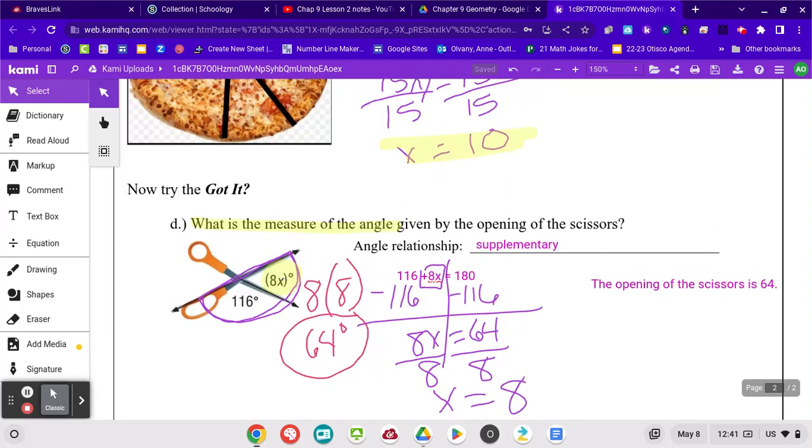Okay, there are the notes for lesson 2. You can now do the lesson 2 homework, which is on page 6A, 6B, and 6C. 3 pages.